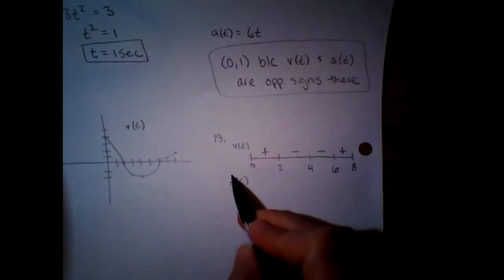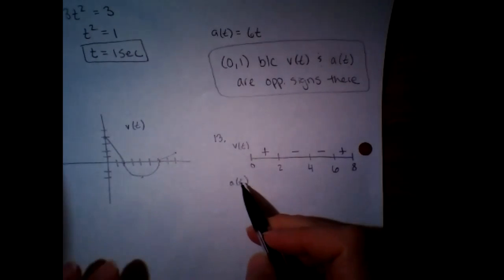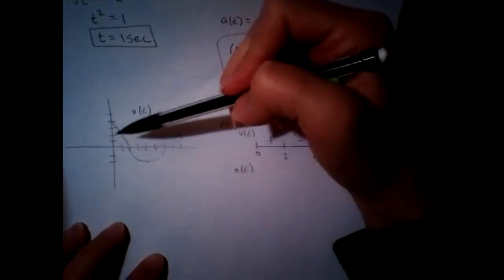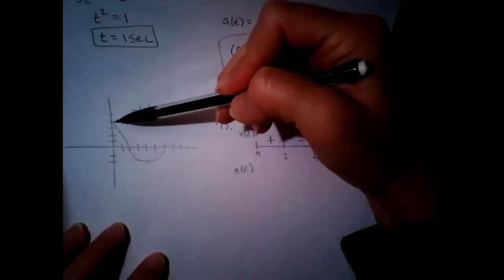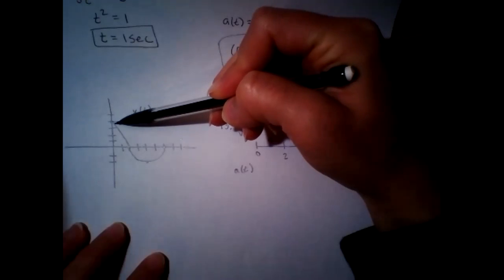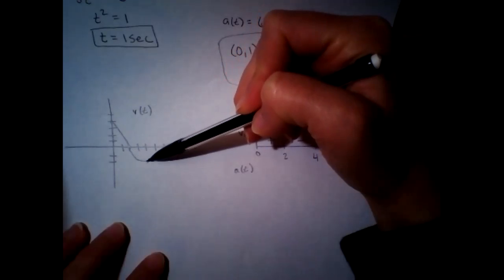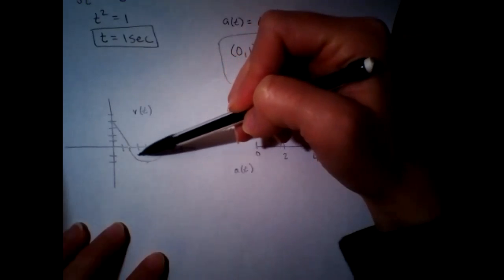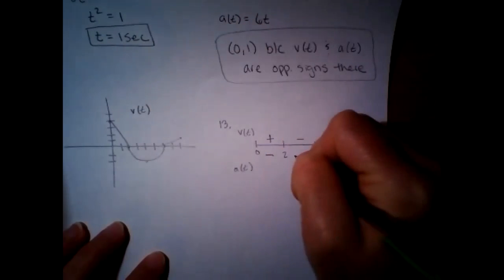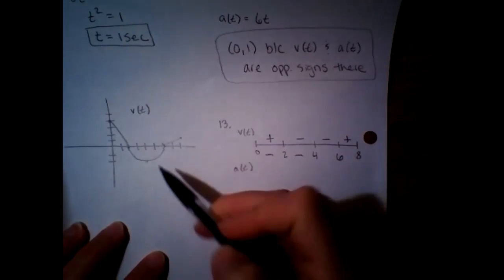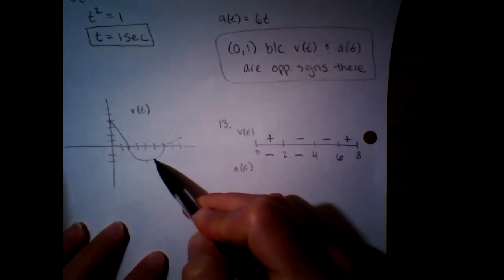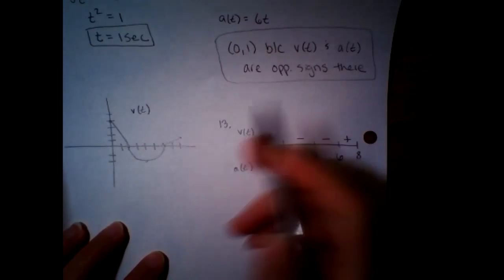Now acceleration is the derivative of velocity. That's the slope of velocity. So now we're looking at increasing and decreasing. So acceleration is negative from 0 all the way until 4. This graph is going down from 0 all the way until 4, so negative. And then acceleration is positive from 4 to 8.